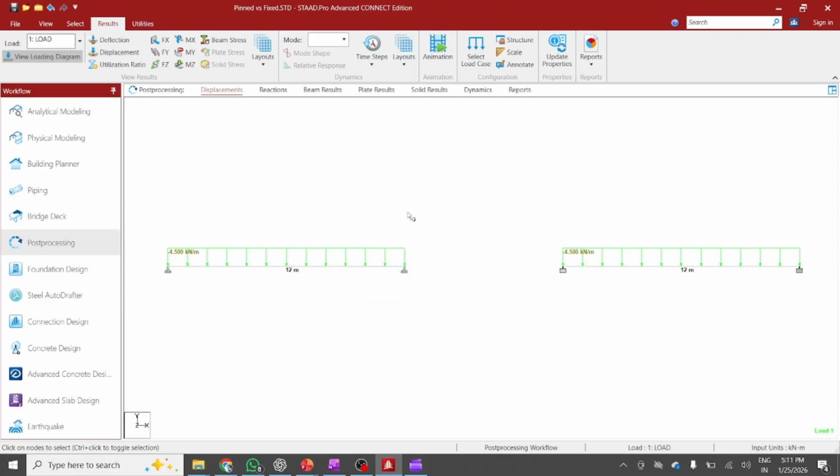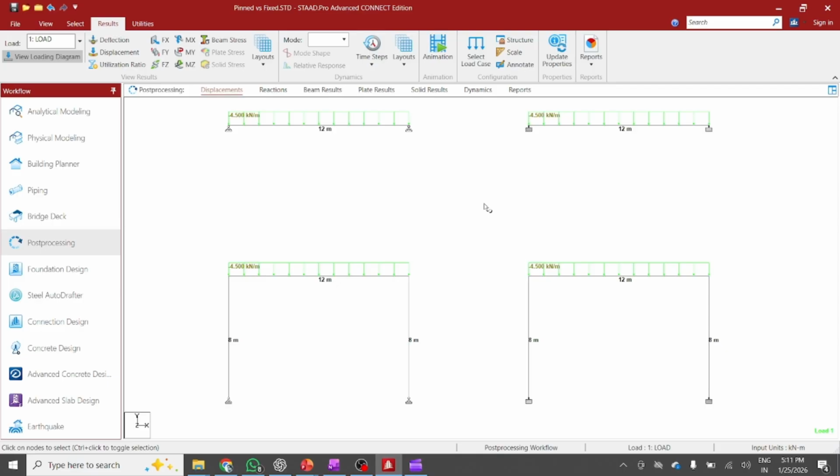Now let's convert this beam into a frame. Let's add columns. You can see below are two additional frames. One frame is pin supported and another frame is fixed supported. To the same beam, we just added columns 8 meters in length. One side is pin supported and the other side is fixed supported. The connection between column and beam is assumed as a rigid connection by default by STAAD Pro. So all these four nodes will be rigidly connected.